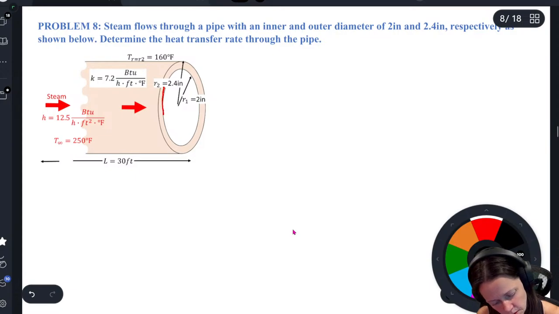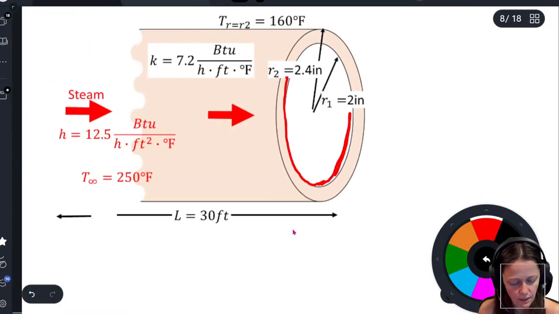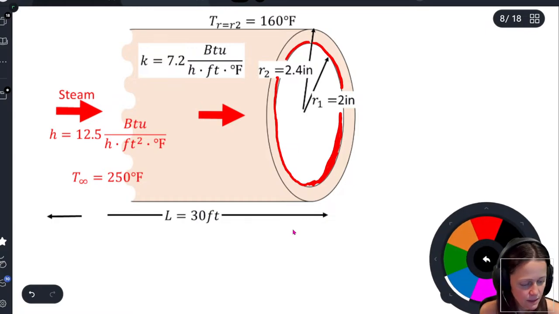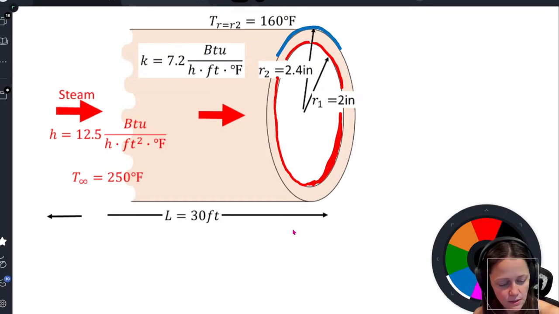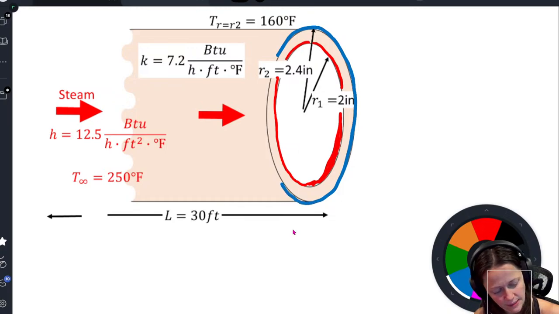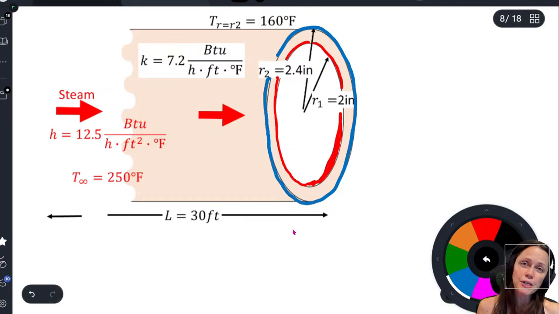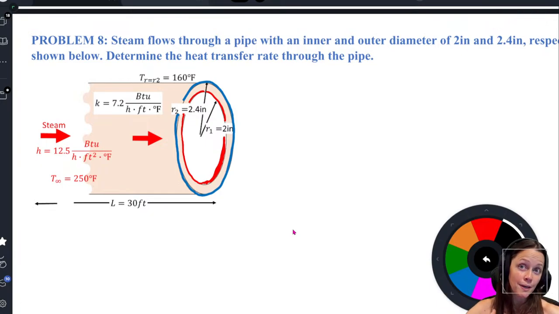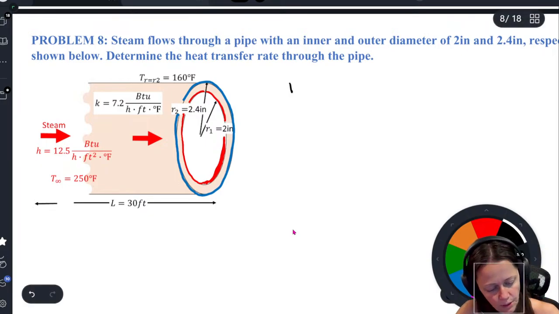So the inner surface is hot, which I don't know the temperature of. Oh gosh, it's terrible, I'm sorry. But that surface is hot, and clearly it's not cold on the outside, but it's colder, a nice crisp 160 degrees Fahrenheit. But yeah, all relative. And we need to find the heat transfer through the pipe. That's what we're looking for. So we've got steam going through the middle of it, so clearly we've got a convection term, and then you've got conduction through the pipe solid between R1 and R2.